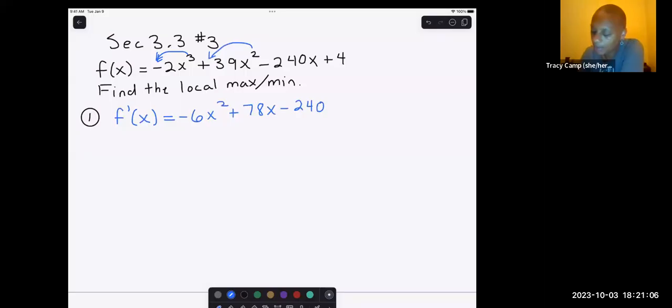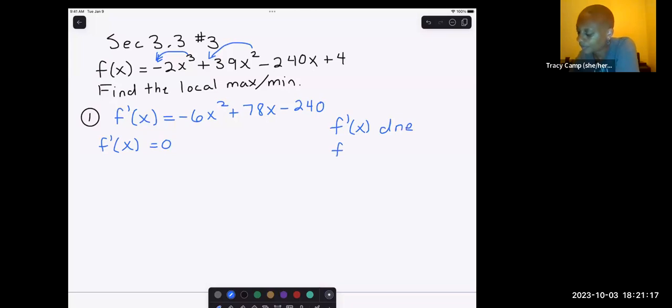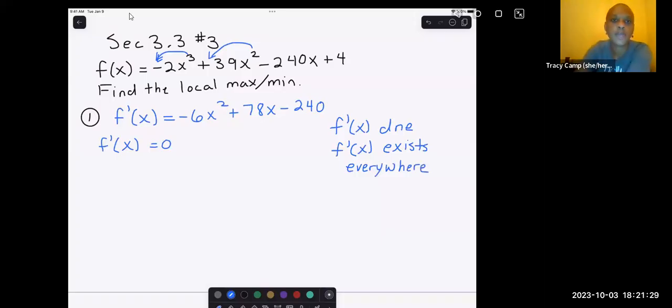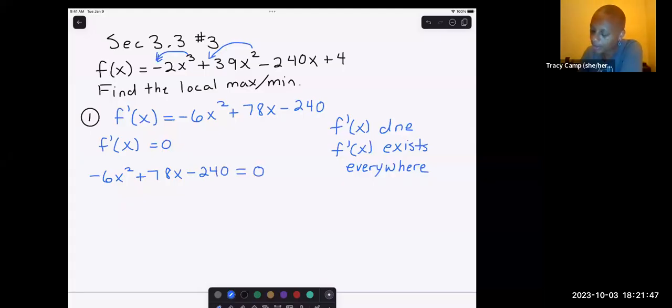To find the critical numbers, we have to find out when this derivative is equal to 0, and when it does not exist, but it exists everywhere because it's a polynomial. So we really don't have to worry about that part. We'll just find out when the derivative is equal to 0. I noticed that 6 will go evenly into all of these numbers, so if I set this equal to 0, I can factor out a negative 6.